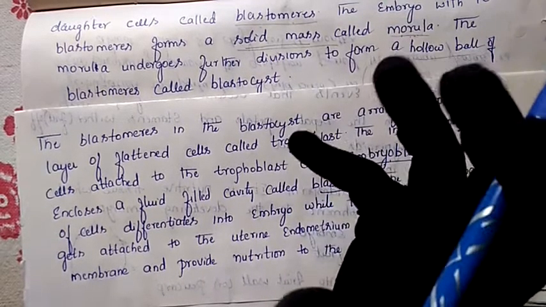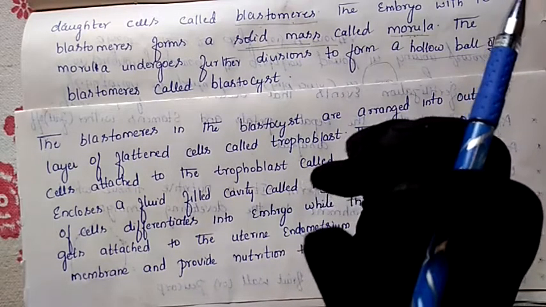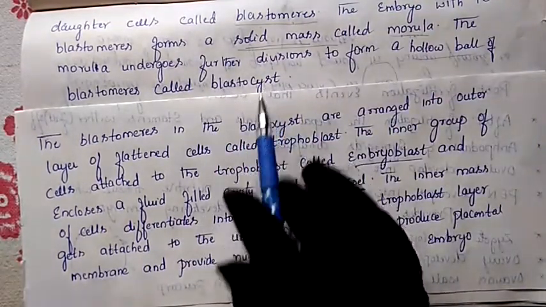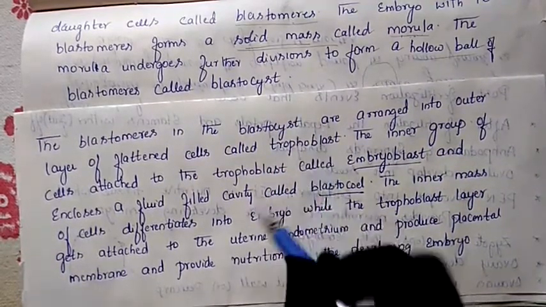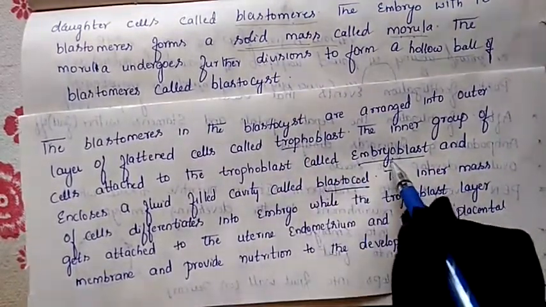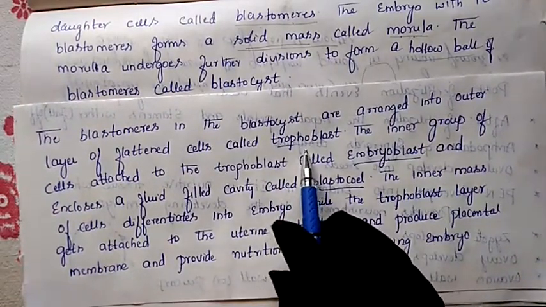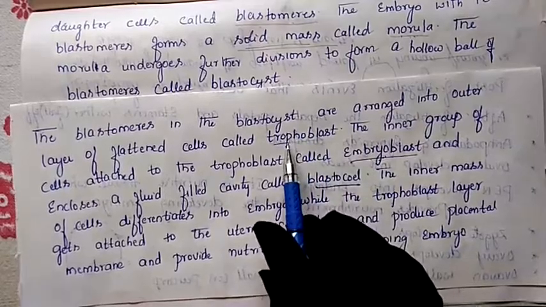These 16 cells form a solid mass of cells. We call it the morula. The morula later undergoes further division and forms a blastocyst. So what is the makeup of the blastocyst? The blastocyst contains the trophoblast and the embryoblast cells. In the blastocyst, what type of cells will we find? Two types of cells: one is the trophoblast cells, another is the embryoblast cells.